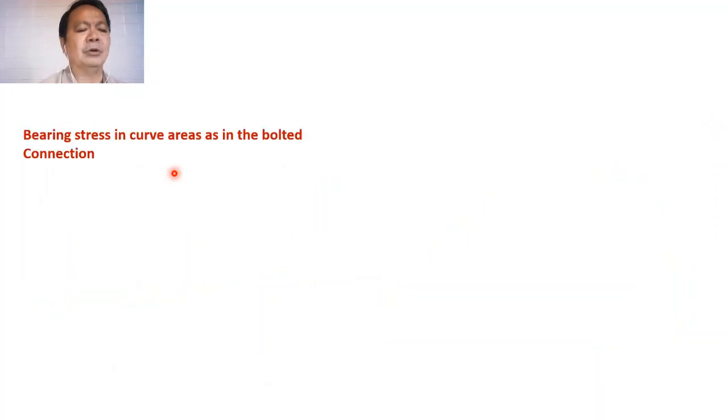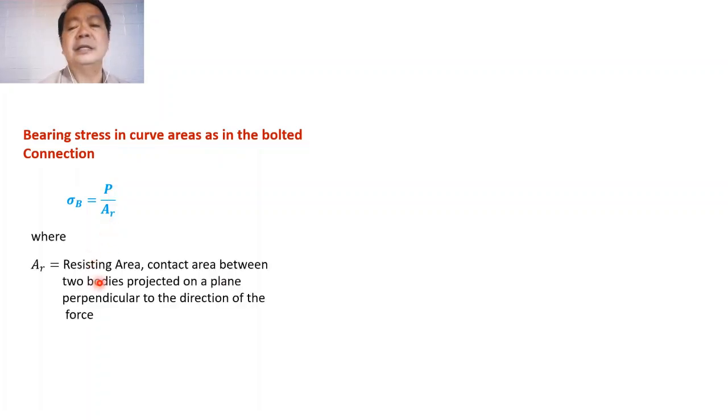Like in the case of a bolted connection. For example, the formula is the same as P over A sub R, where A sub R will be called the resisting area or the contact area between two bodies. But this time, it should be computed as the projected area on a plane that is perpendicular to the direction of the force. Our curved surface is projected on a plane that is perpendicular to the direction of this bearing load. And that area is called the resisting area.